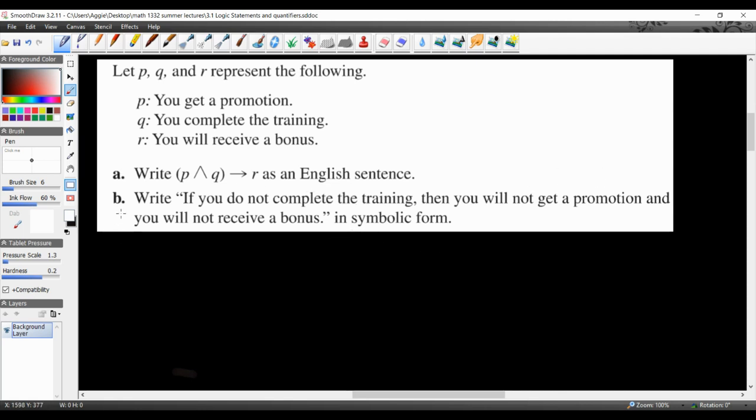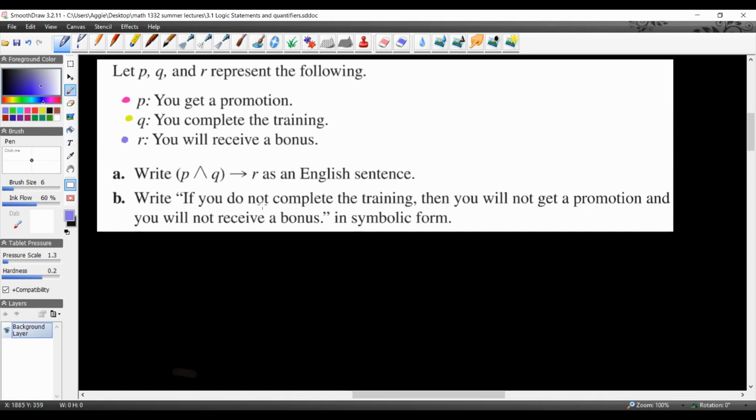Okay. We have some more examples here. This one has some weird stuff going on, so let's take a look at that. We're going to color code this again. P is you get a promotion. Q is you complete the training. And R is you will receive a bonus. Remember that the symbols are the same as the ones before. Letter A says write this as an English sentence.